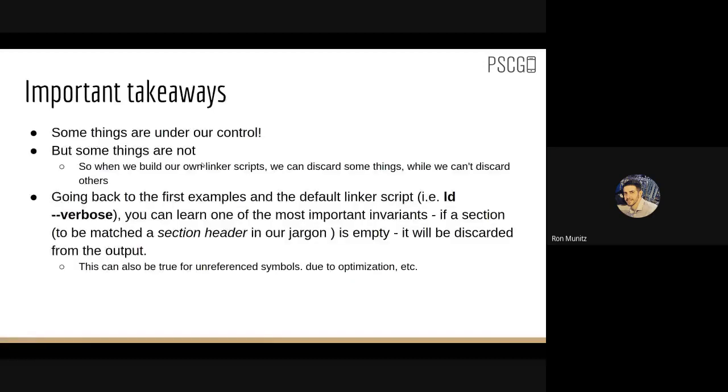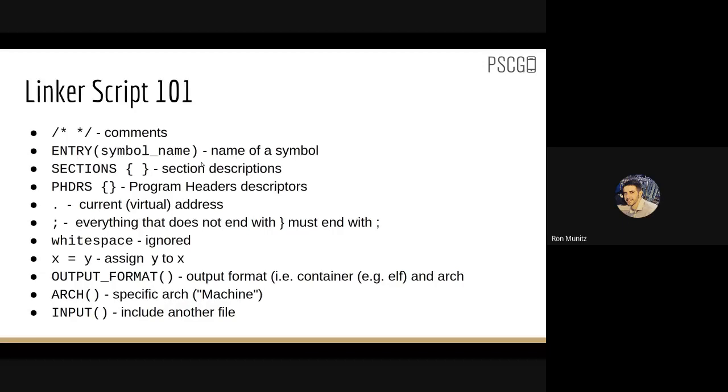All right. So how does a linker script look? There are also many other things like memory and discard, but I'm not going to talk about them. I'm just going to talk about the basics. These are the formats for comments. Entry is the name of a symbol, defines it. Sections is section descriptions, and then you actually specify how the sections of the ELF look. PHDRS is the program header table description. Dot always refers to the current address.